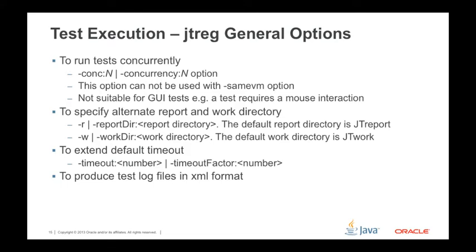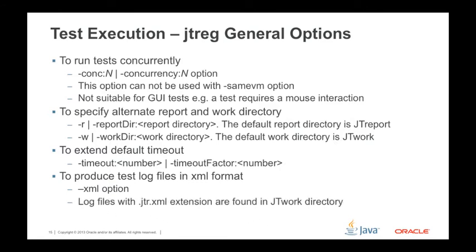To produce test log files in XML format, use the -xml option. Log files with a .jtr.xml extension are found in the JTWork directory.